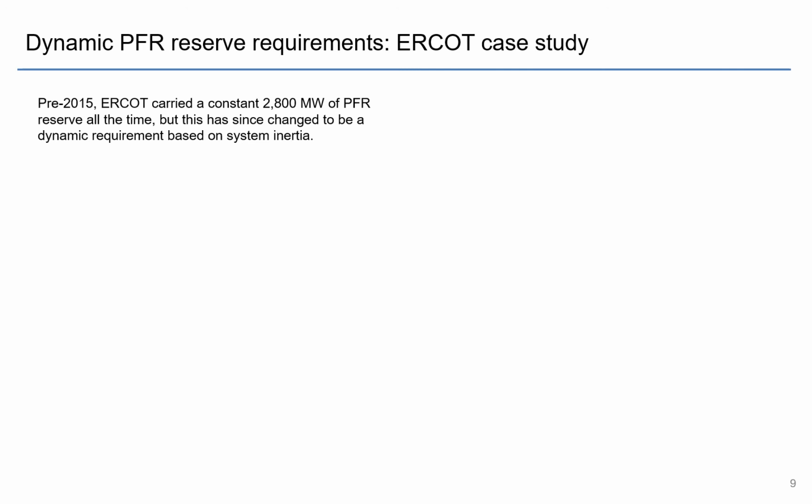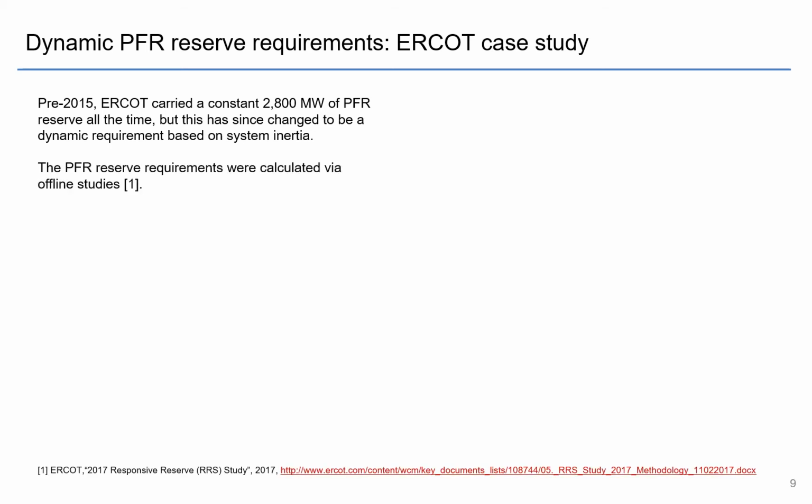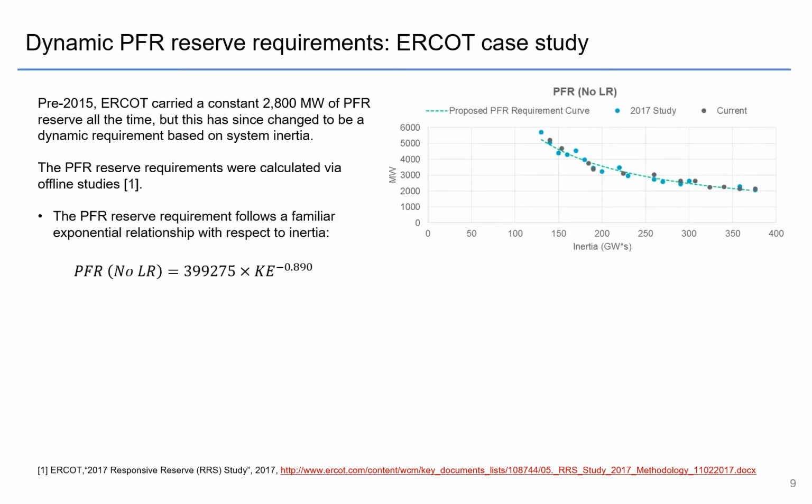Here we talk about dynamic PFR reserve requirements that are based on different system conditions. And here's a case study from ERCOT. Prior to 2015, ERCOT carried a constant 2,800 megawatts of PFR reserve at all times. But just recently, this is being changed to a more dynamic requirement based on the system inertia. The PFR reserve requirements were calculated via offline studies, and the reserve requirement follows a familiar exponential relationship with respect to inertia, as you can see here from the diagram. So when you have more inertia, you just need less PFR.